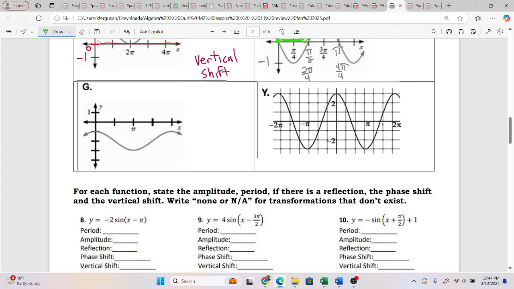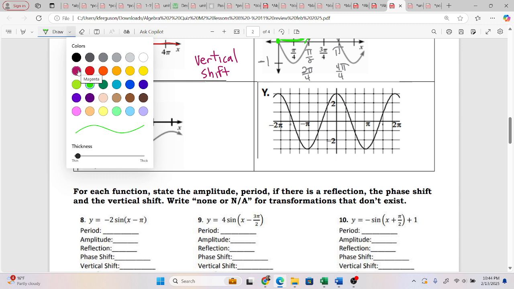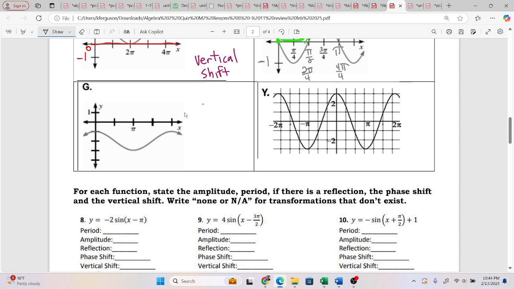All right, so next, here's that other graph that I was talking about that looks to have a vertical shift, because this is the midline.